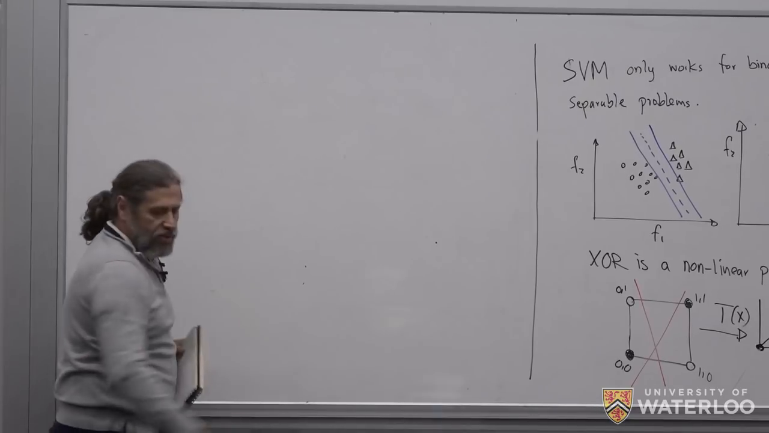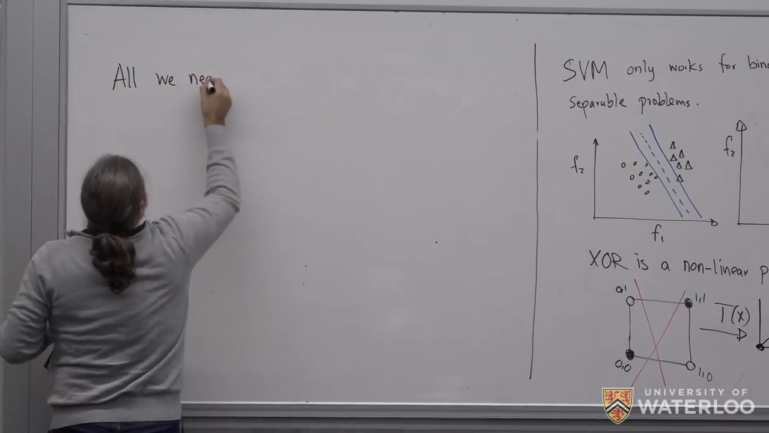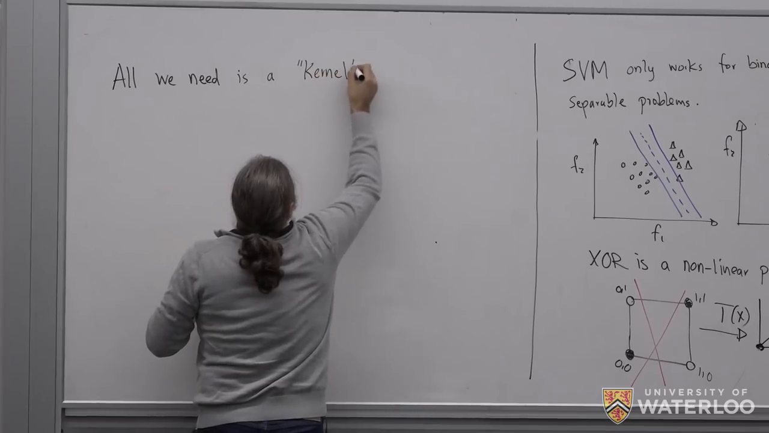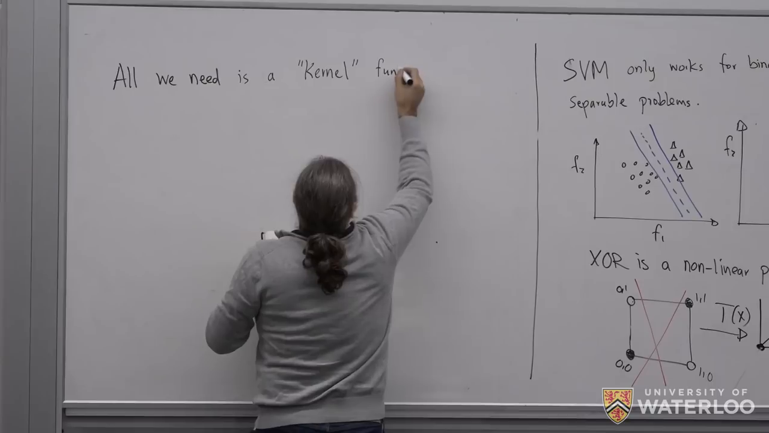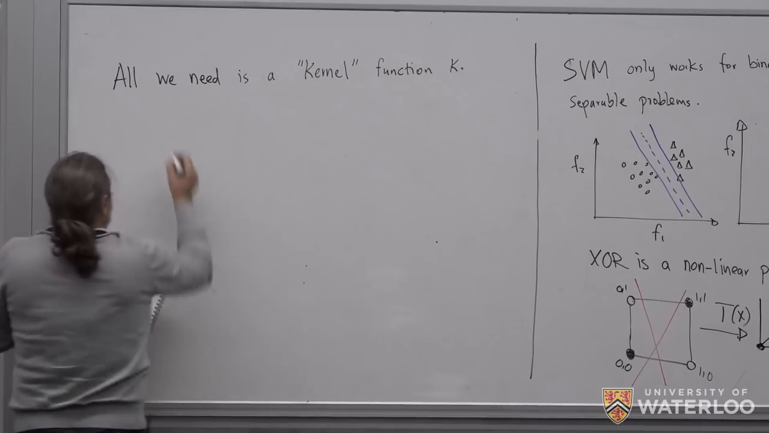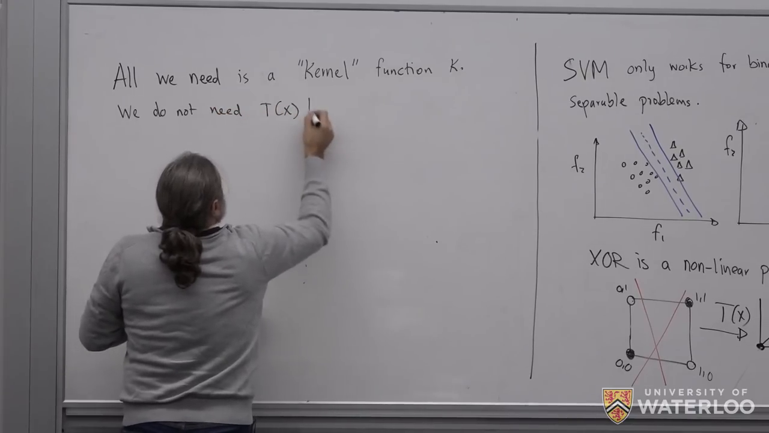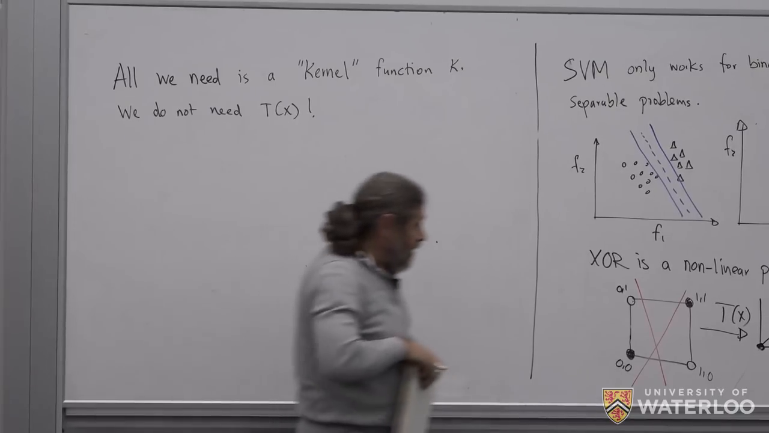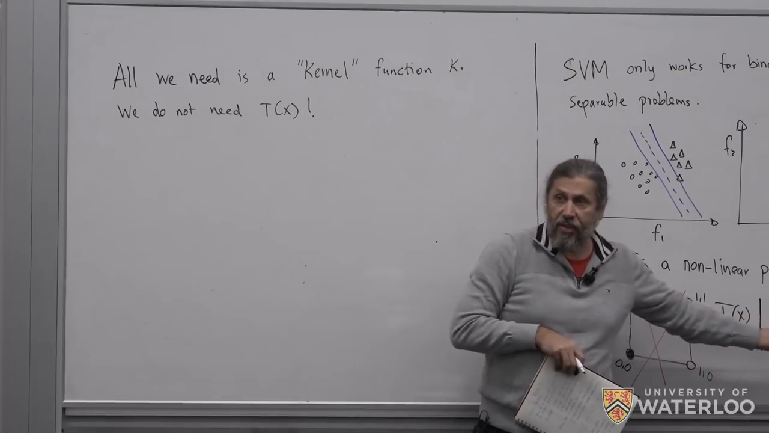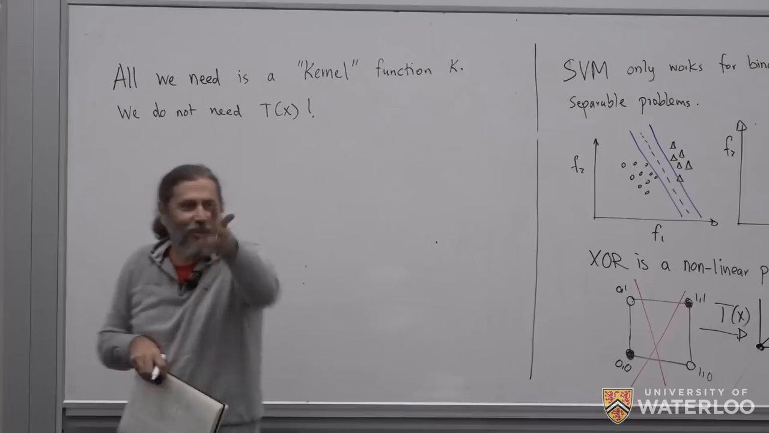This is one of those magical moments in the history of AI. So all we need is a kernel, which is a special function, a kernel function k. We don't need to do the transform, actually. We do not need T of x. We just got the idea. Somebody told us, okay, if you go from here to here, you get the benefit. But going from here to here is expensive. So how can I get the benefit without going there?